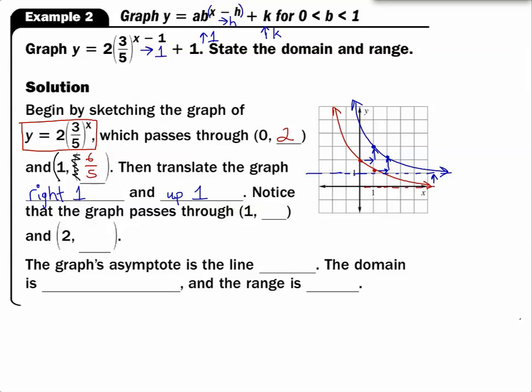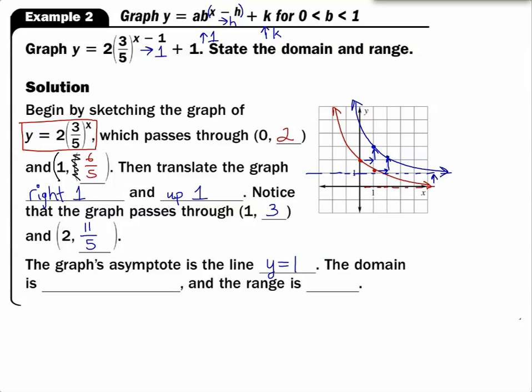I suppose they asked us to fill in the points. We can do that easily enough. It's the point 1, 3, and 2, was it 11/5, I think? If you take 6/5 and you go up 1 from that. Yeah. The asymptote is that blue dashed line that I drew. It's a horizontal line, so it's the line y equals 1. It's not on the x-axis anymore.